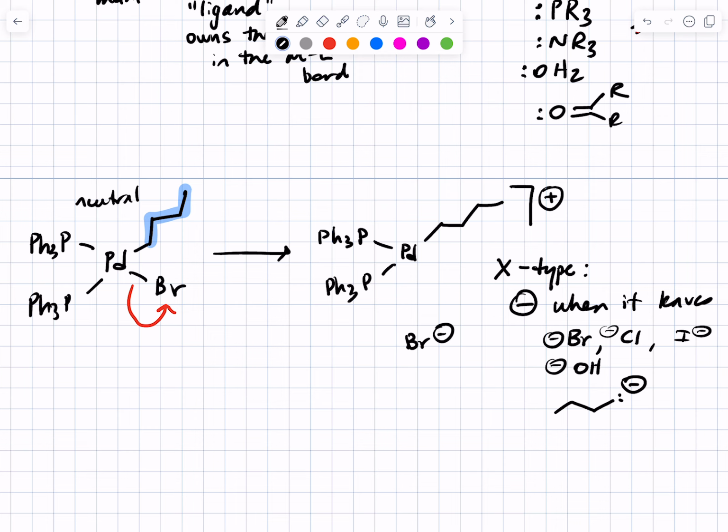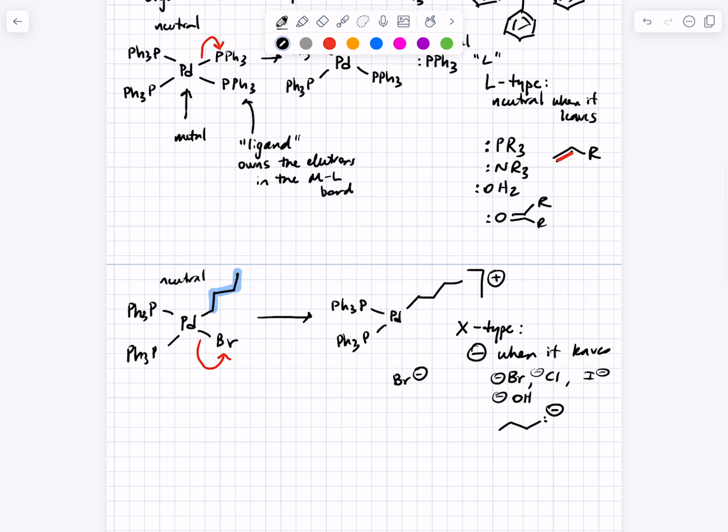Okay, so alkyl groups are X-type ligands. Anything that when it leaves would be negatively charged is an X-type ligand. Now, why are we talking about that? Well, we're going to use the overall charge on a complex and the identity of the ligands to determine what the charge is on the metal and therefore what its oxidation state is. That's going to be important in following along what happens in some of these reactions.